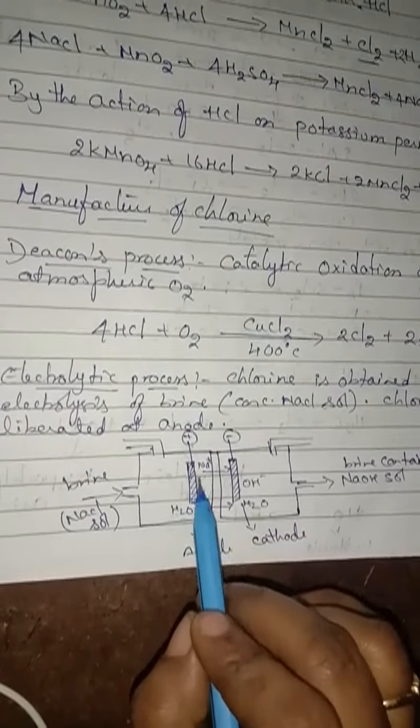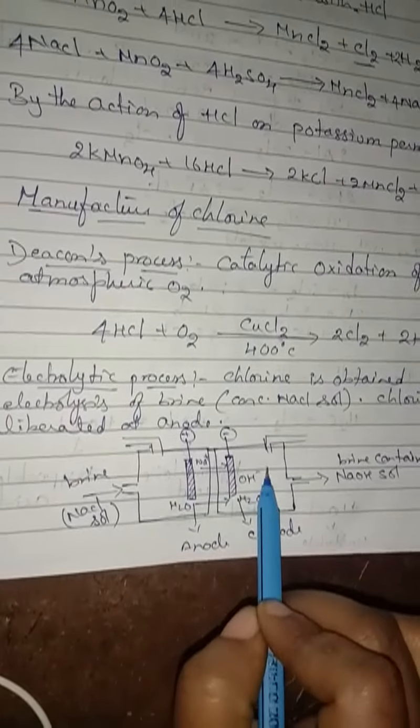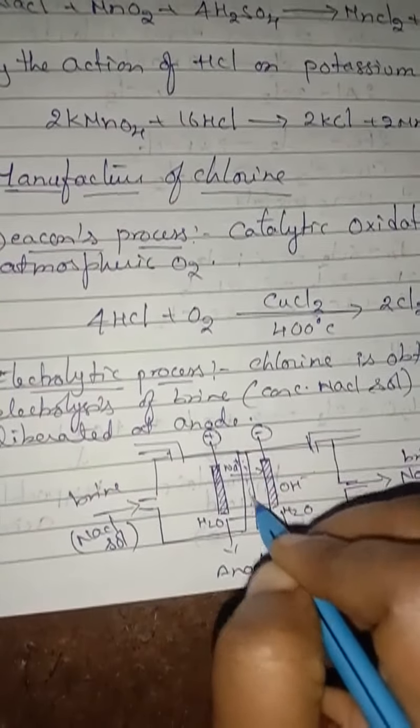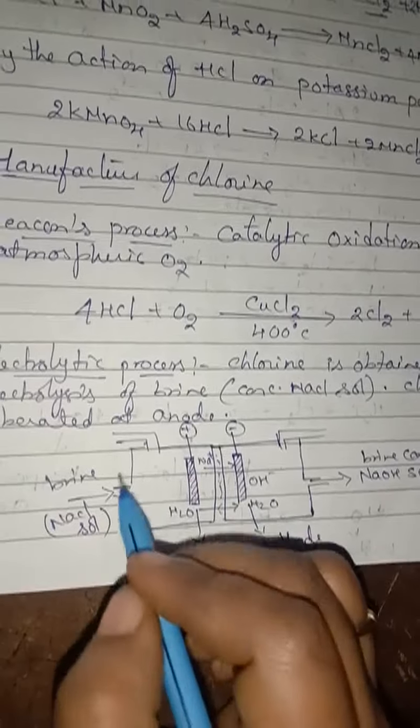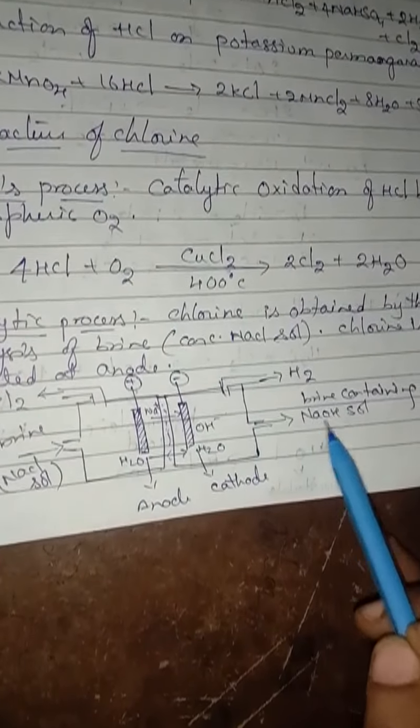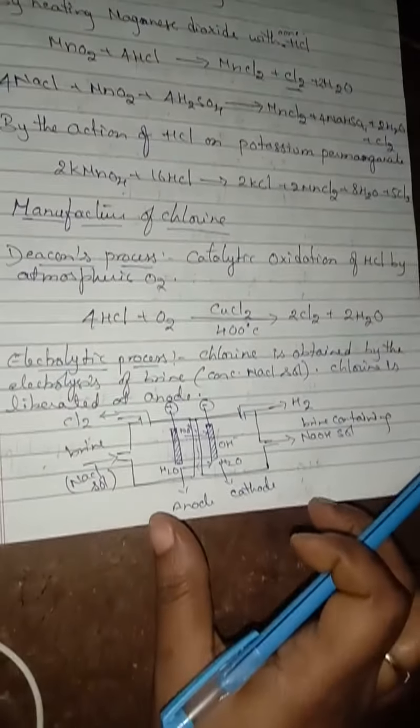The sodium which is released in the brine solution will move from the first compartment to the next compartment. Here there is a diaphragm called the asbestos diaphragm, through which the ions move from one compartment to the next. From here we get chlorine gas, obtained at the anode, and from here we get hydrogen gas, obtained at the cathode. Whatever sodium is moving to the next compartment, together with water, is released as NaOH, sodium hydroxide solution. This is how the electrolytic process takes place to release chlorine gas.